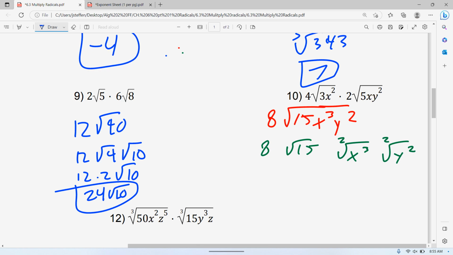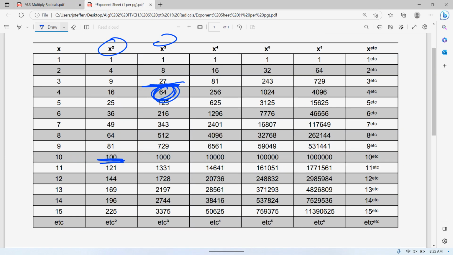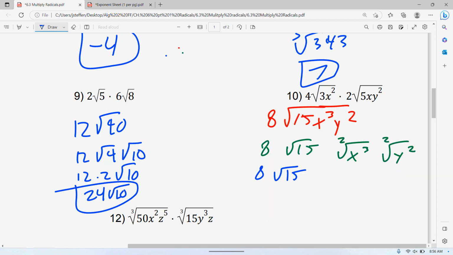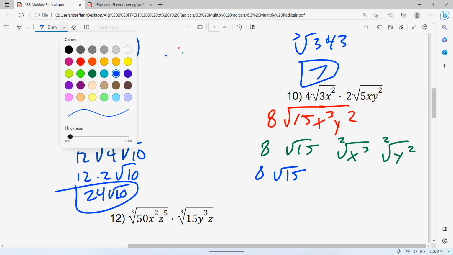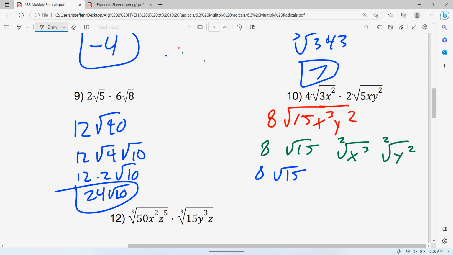The 8 doesn't change. The square root of 15, we can't reduce that down at all. If you want to use your list right here, 9 and 4 both don't work. The square root of x to the third. Remember, that's the one where I want a number as close to 3 as I can get without going over. That is a multiple of 2. So that's going to be x squared. So that is the square root of x squared.